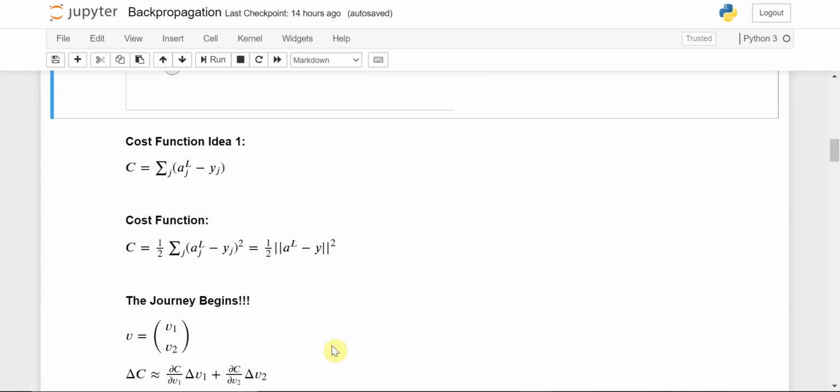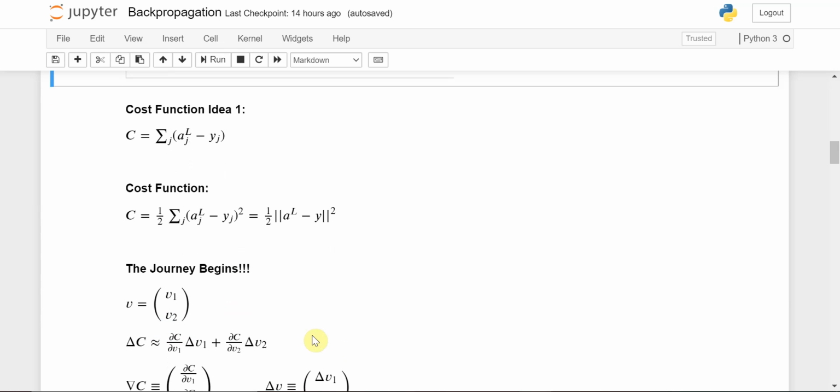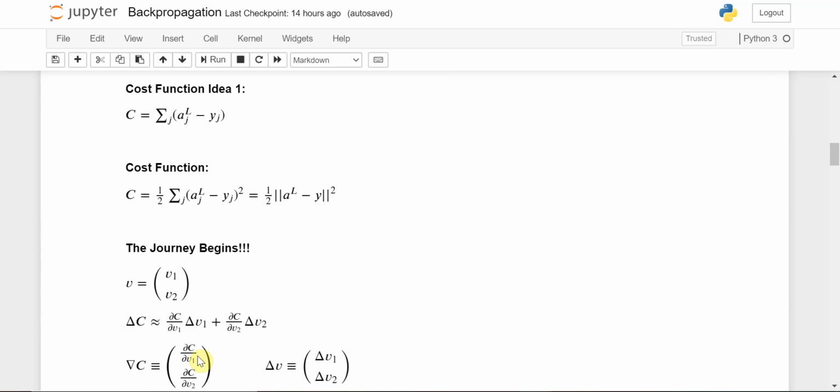Alright, and remember, the partial derivative is like taking the derivative but treating all other variables as a constant. Intuitively, each term simply tracks how the individual component affects C, and then, by adding them up, we get the total change. Moving on, remember that the gradient of a function is just a column vector containing all these partial derivatives, and that delta v is just a column vector containing all the changes. Using this, we can write delta C in a much more compact way.